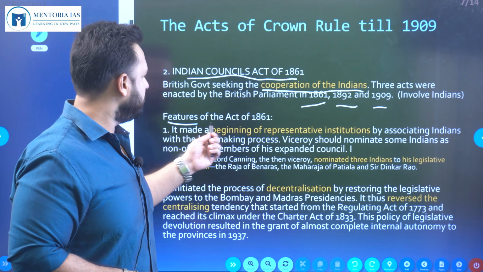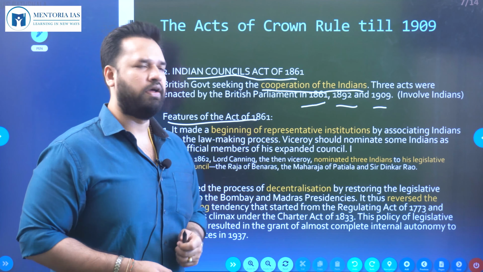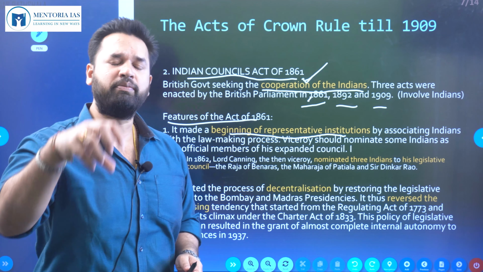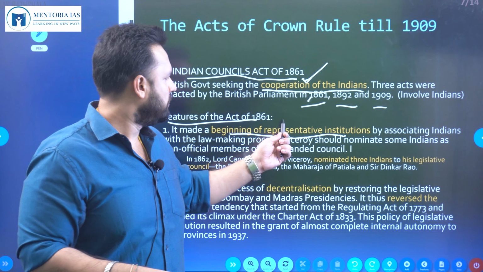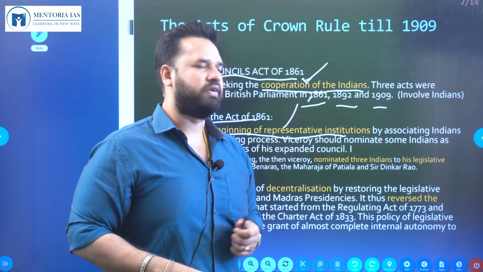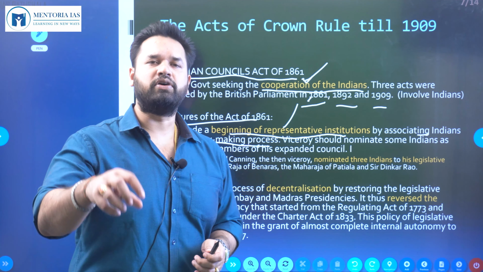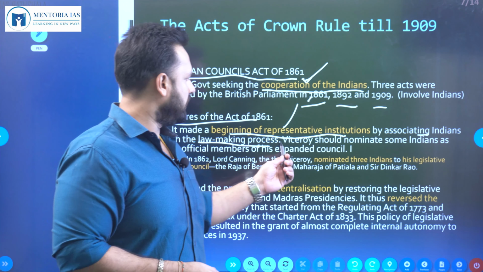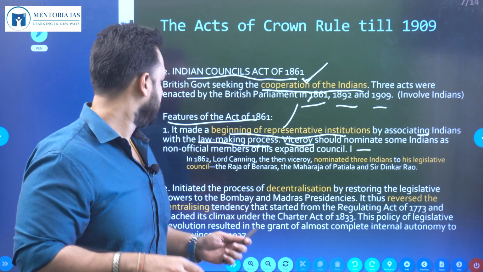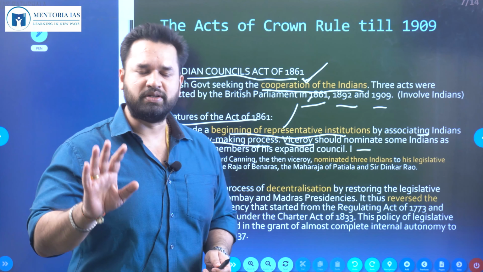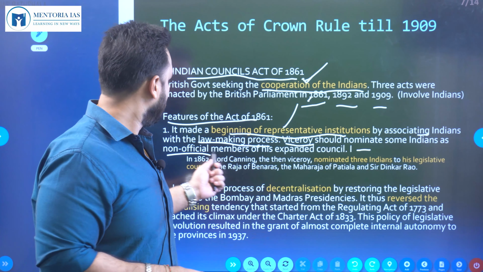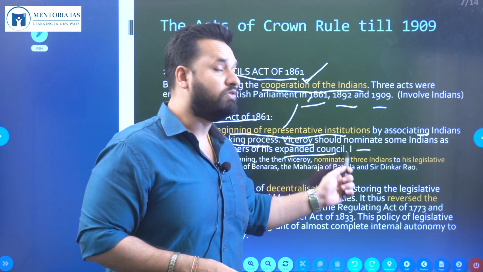Okay, what are the features of this act? The aim was to involve more Indians, or to seek cooperation from Indians. So they said we will start representative institutions. That means Indians will be given opportunities to represent. How? By associating Indians in the law-making process. Then the Viceroy will nominate some Indians as non-official, not as official members. Officials are Britishers, we are non-officials. He will add non-officials to his council.